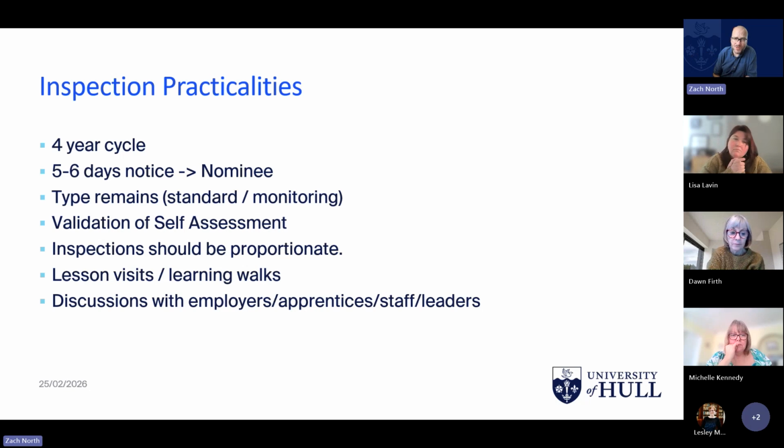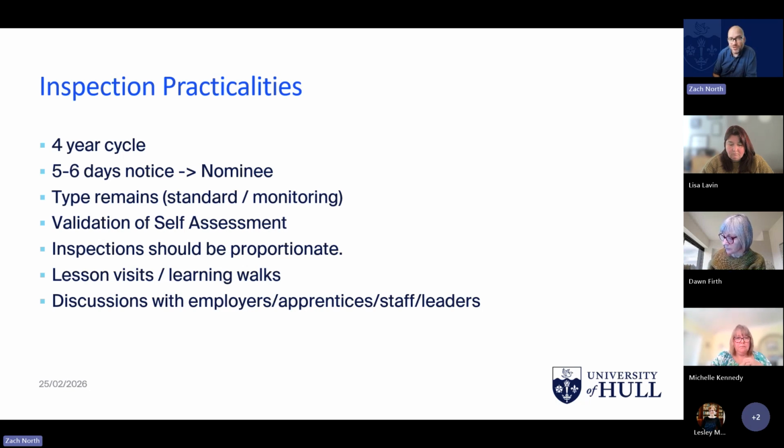Inspections should be proportionate, so we'd probably expect maybe 1 to 2 inspectors per standard. So we'd expect somewhere around 10 to 12 on site at any time. They'll still do the lesson visits, so they'll still observe colleagues teaching, which adds the importance that everybody needs to be aware of who the apprentices are in the room.